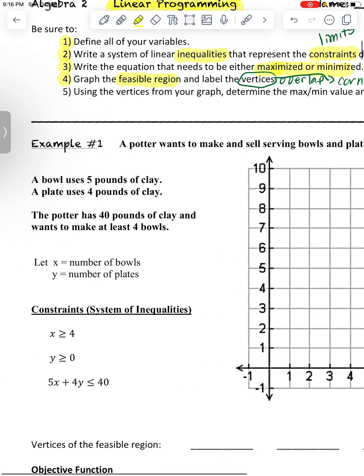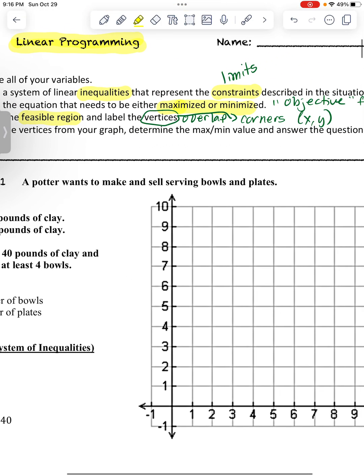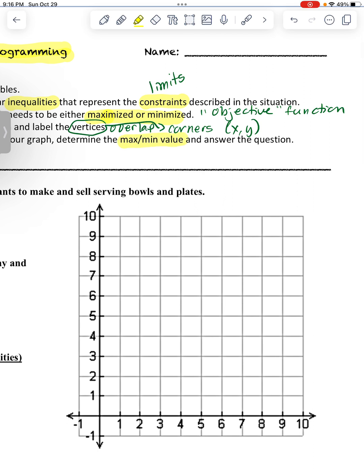And then last, we are going to use those vertices, the corners of that feasible region, to determine the max and min value. At this point, we're going to be trying to find that max or min, whatever we're looking for, and you're going to be plugging into the objective function. Now, that is way too many steps for any of that to make sense.